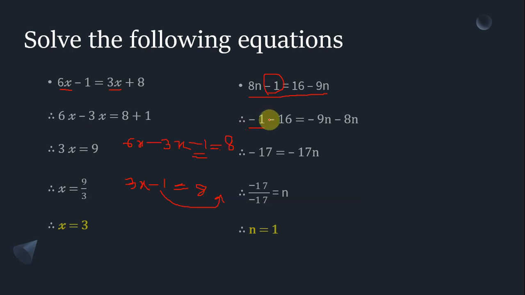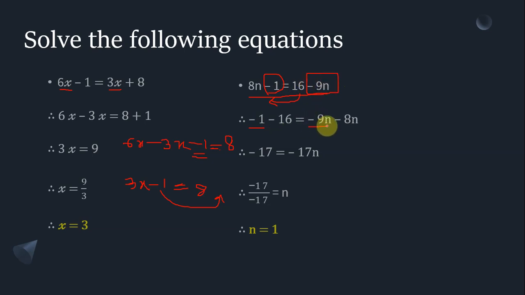So whatever changes will happen, they happen only to those terms which are going to change from one side to the other. So -1 will come as it is. 16 you are shifting to the left side. Therefore, it is going to become -16. Same way, -9n, we are not shifting anywhere.